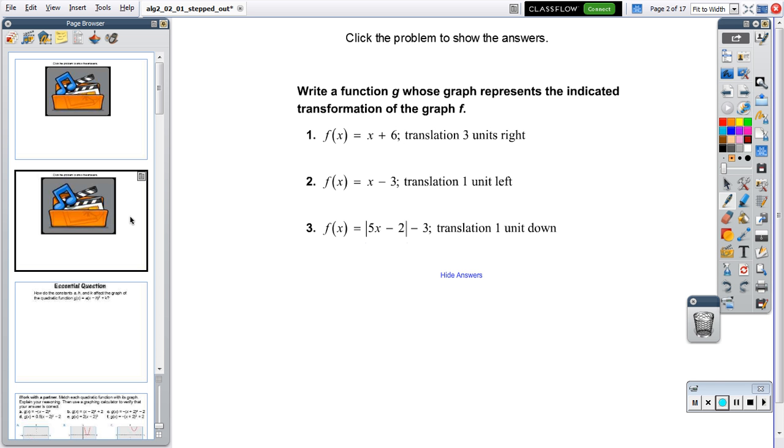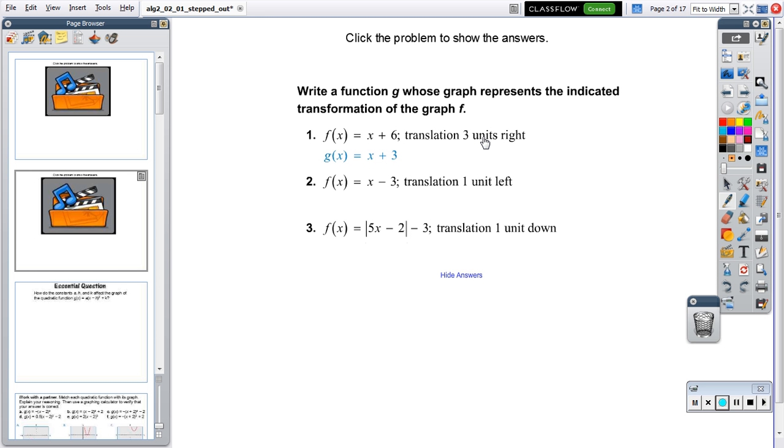If you translate 3 units to the right, what you need to do is add or subtract 3, and you would come up with x minus 3. So you're subtracting 3 from whatever value is connected with the x by addition or subtraction.